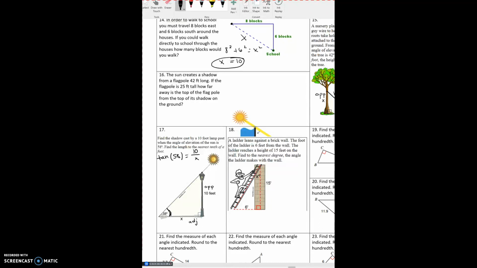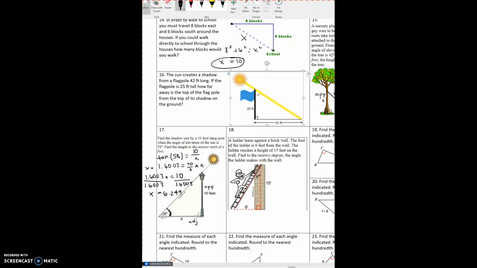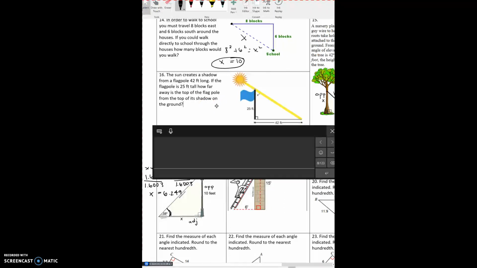Tangent of 58 is 1.6003. And that equals 10 divided by x. You need to multiply both sides by x. You get 1.6003x equals 10. Divide both sides by 1.6003, and x equals 6.249. Looks like I accidentally skipped number 16, so we'll go back to that.